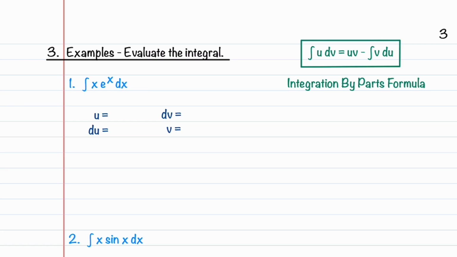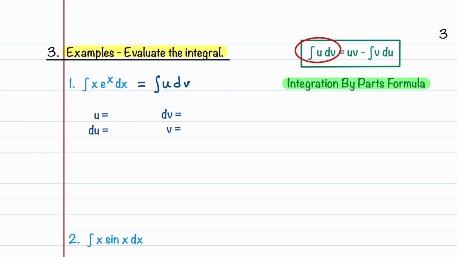We're going to go over 6 examples where we are going to use integration by parts to evaluate the integral. To make things easier, I've placed the integration by parts formula right up here. We're going to start by setting our integral equal to the integral of u dv, and that way we can easily use the formula. So let's let this equal the integral of u dv.